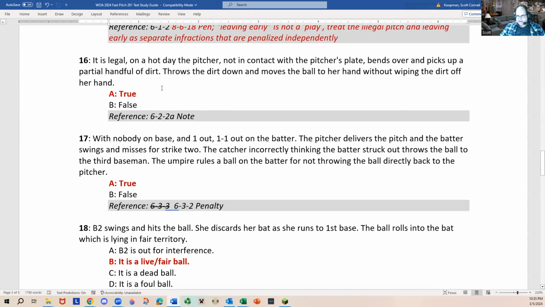Question 16. It is illegal on a hot day for the pitcher, not in contact with the pitcher's plate, to bend over and pick up a partial handful of dirt, throw the dirt down, and move the ball to her hand without wiping the dirt off her hand. Is this legal? Is the question. And the answer is true. Dirt has been added to the list of approved substances that can be applied to the ball, and does not need to be wiped off the hand before making contact with the ball. This is true. It's a change this year, but it is true.